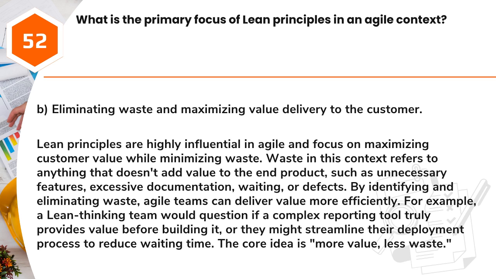Answer: B. Eliminating waste and maximizing value delivery to the customer. Lean principles are highly influential in Agile and focus on maximizing customer value while minimizing waste. Waste in this context refers to anything that doesn't add value to the end product, such as unnecessary features, excessive documentation, waiting, or defects. By identifying and eliminating waste, Agile teams can deliver value more efficiently.